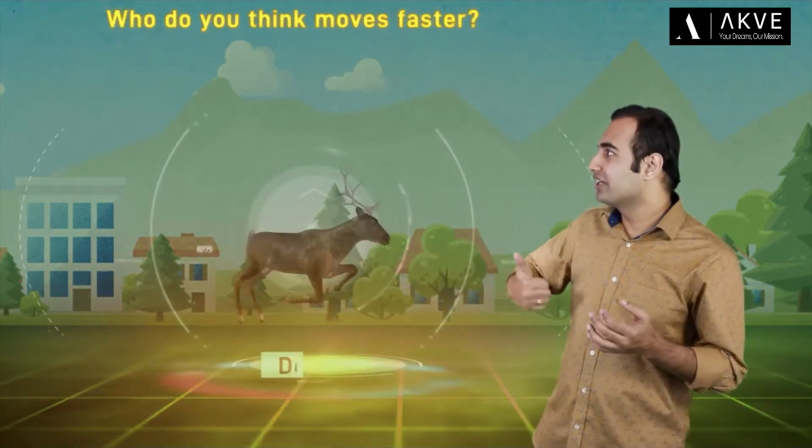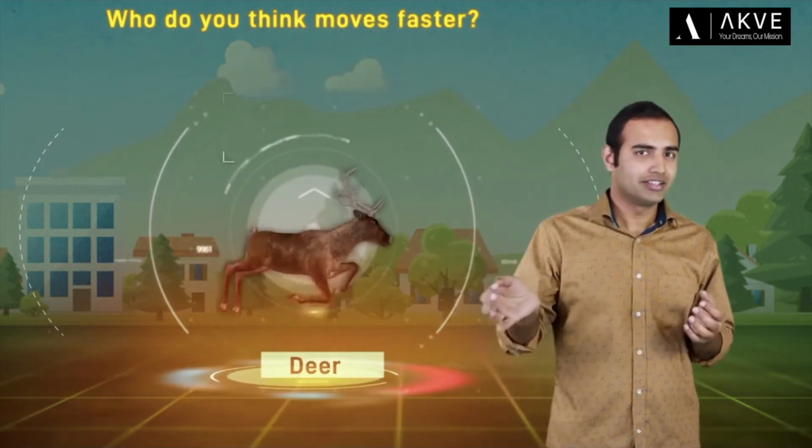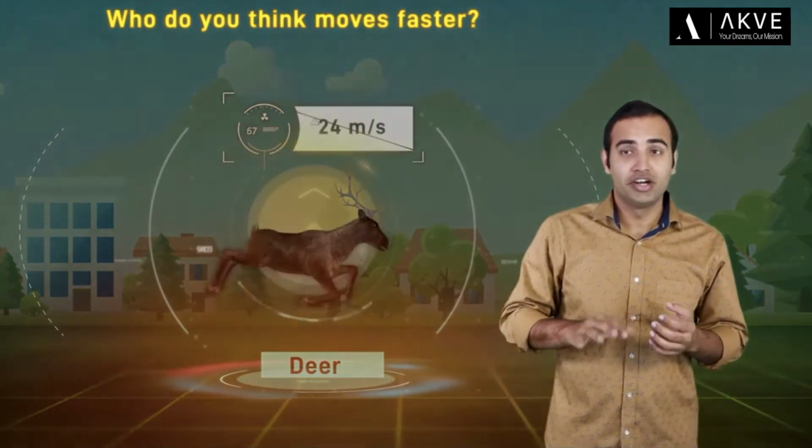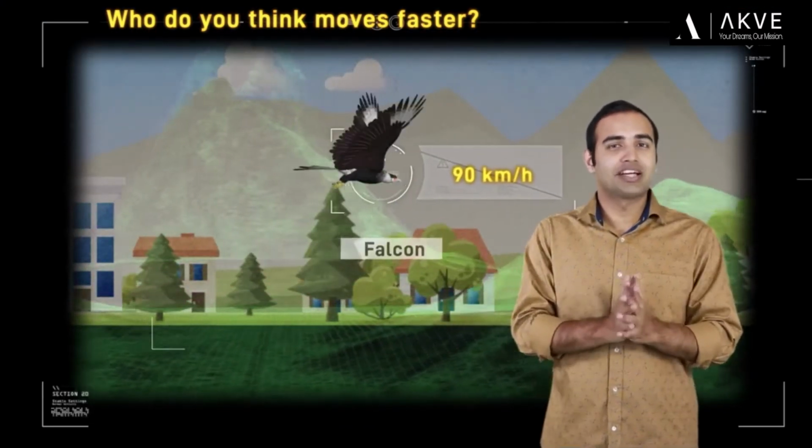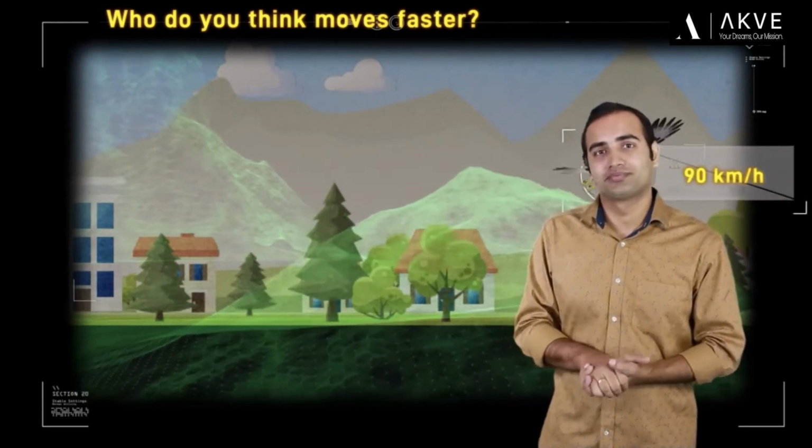Great! Let's solve another problem now. So who do you think moves faster? A deer running at 24 meters per second or a falcon flying at 90 kilometers per hour? Take some time and try getting the right answer, guys.